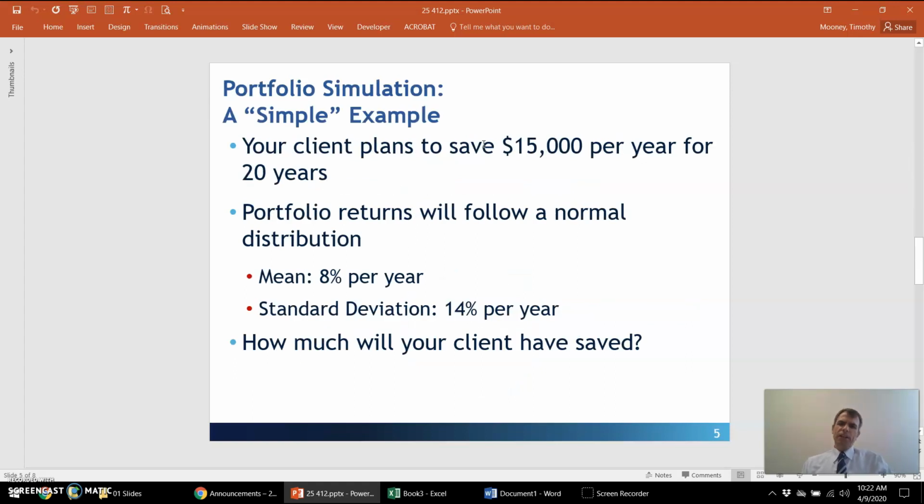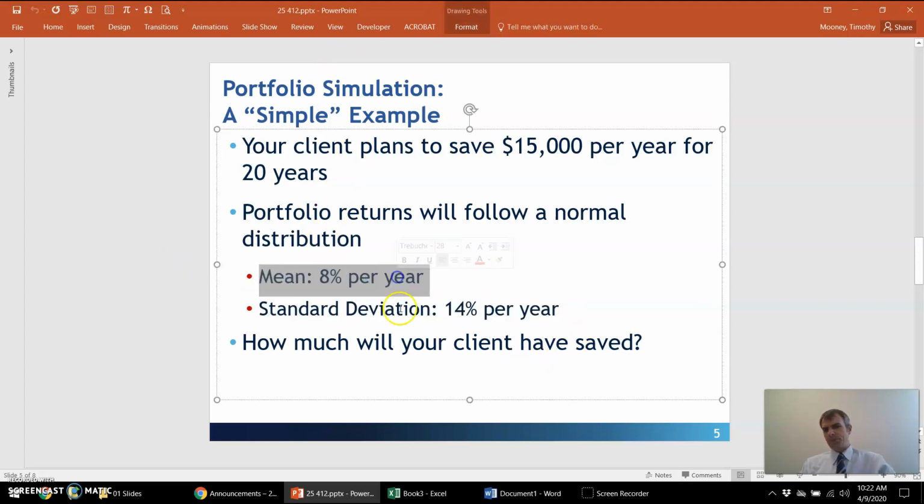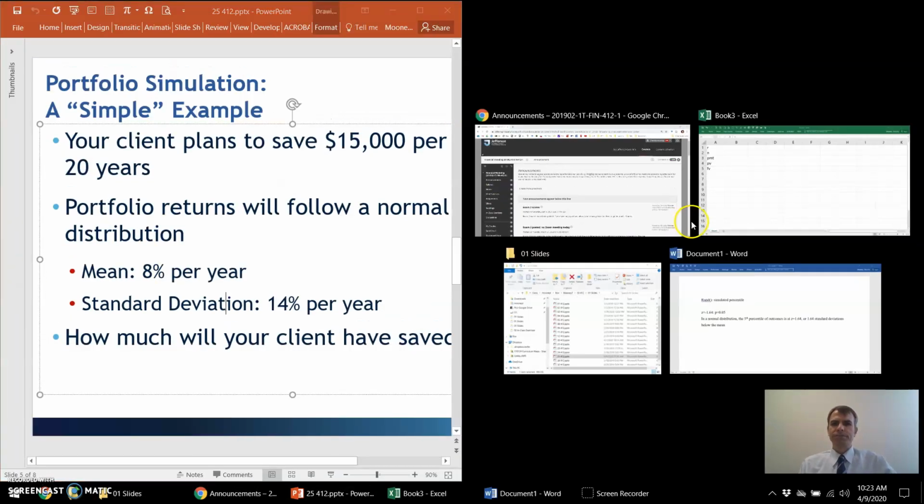But let's look at a retirement savings simulation. Here's a basic retirement savings problem. And if we ignore the variation in returns, if we assume a return of 8% per year no matter what, this is a basic time value of money problem. You could solve for how much this client would have saved after 20 years, a 20-year annuity of $15,000 savings per year. See if you can find the future value on your own. Let's do it together as well.